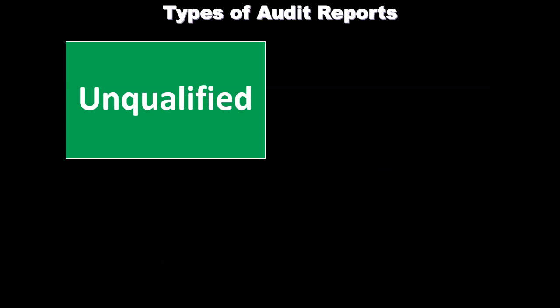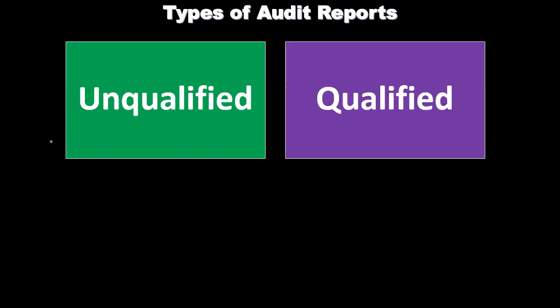So what do we do if that happens? What are the types of reports that we can issue? Well, we have the standard unqualified report. That's going to be the standard type of report, if there aren't any problems. We have the unqualified. That's the highest standard report. Then we can go to a qualified report, and the qualified report is going to be a step down from the standard report.